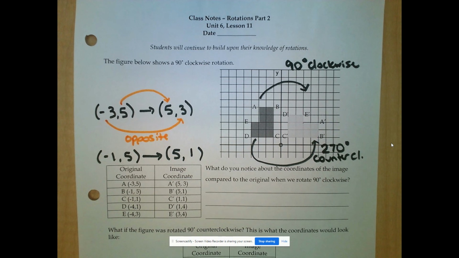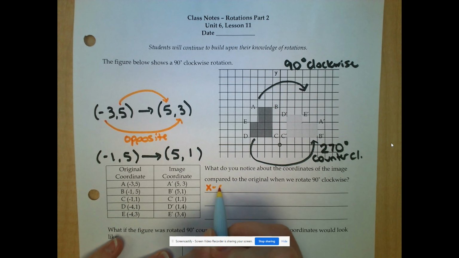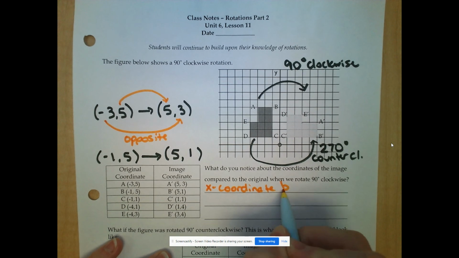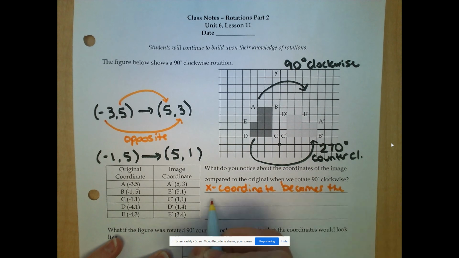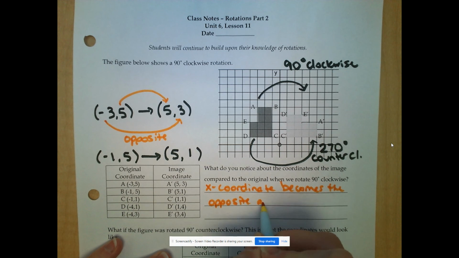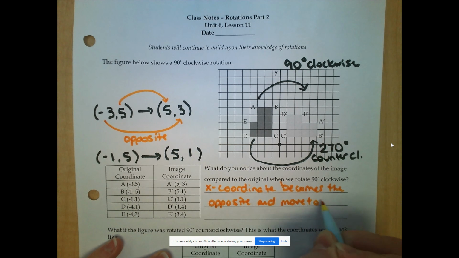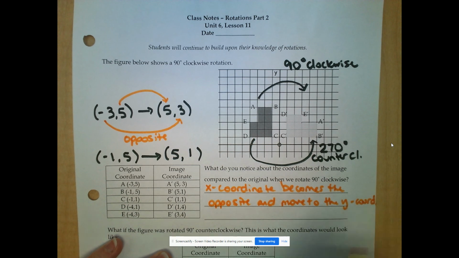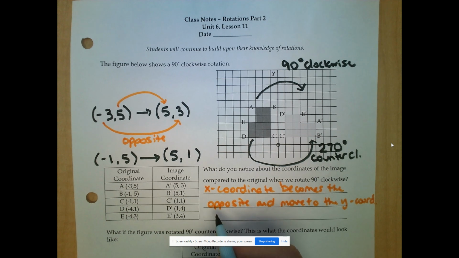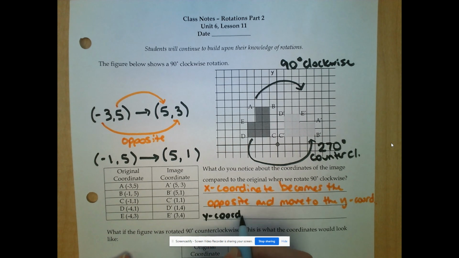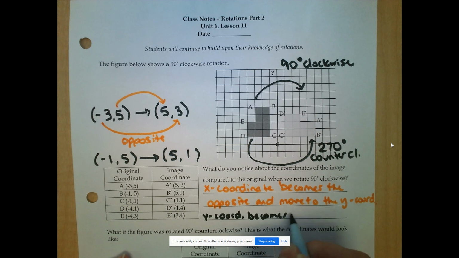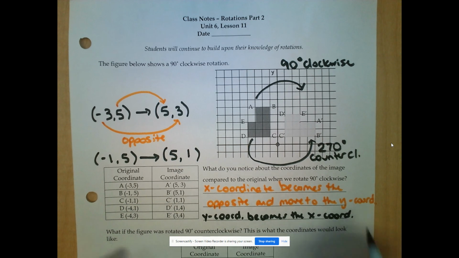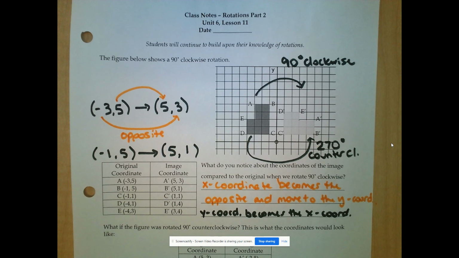So what are we noticing about the coordinates of the image compared to the original? So we can say first that the x coordinate becomes the opposite and moves to the y coordinate, right? It moved from the x spot to the y spot and became its opposite. We can also say that we noticed that the y coordinate becomes the x coordinate. And it didn't switch, right? The 5 became a 5. It didn't switch to its opposite.